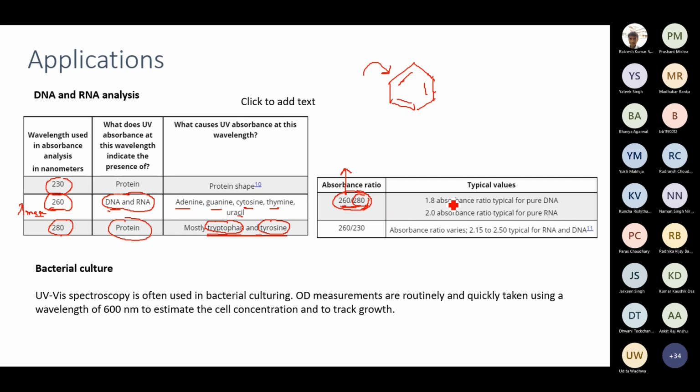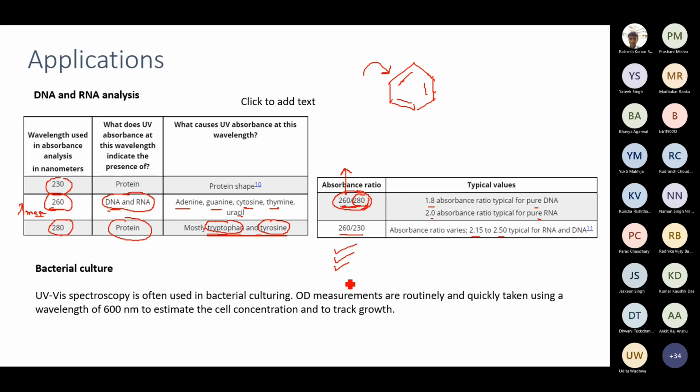If this ratio comes out to be around 1.8, then the given sample is pure DNA. And if it comes out to be around 2, it is taken as a reference that it will be pure RNA. Similarly, we also use the ratio of 260 upon 230, which indicates the purity of RNA and DNA samples by 2.15 and 2.50. So these are the applications of UV spectroscopy: we can determine the presence of a sample by noting its absorbance at its lambda max, we can determine the concentration of the sample, and also we can determine the purity of our sample, whether it is pure in DNA or RNA or even protein.